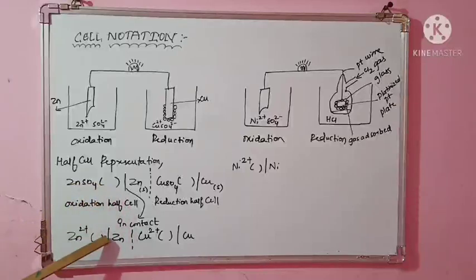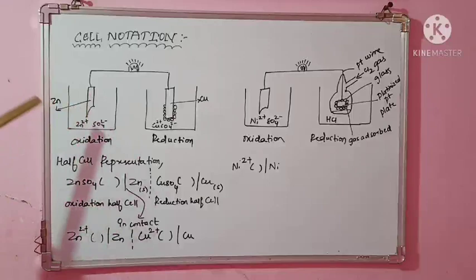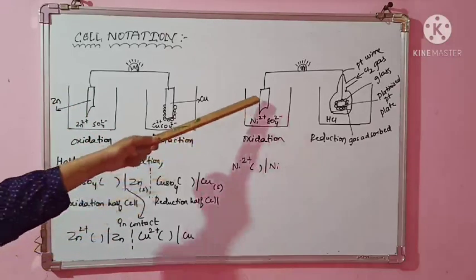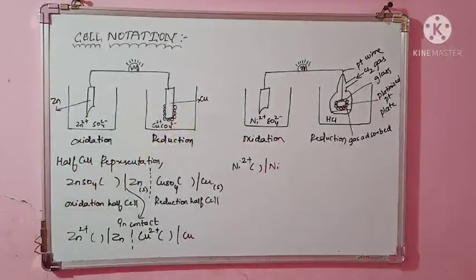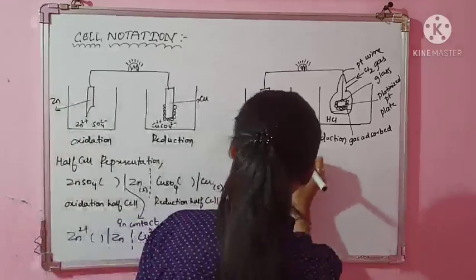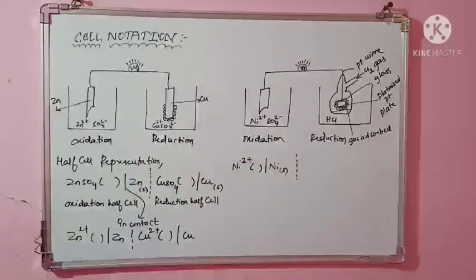Same as we did here, no? Here again its concentration, single line means in contact with. Again I have to write the metal which is in contact with. Which is the metal there? This is the nickel metal, which is in the solid state. Okay, this is one side completed, the oxidation half cell. Next, coming to the reduction half cell.